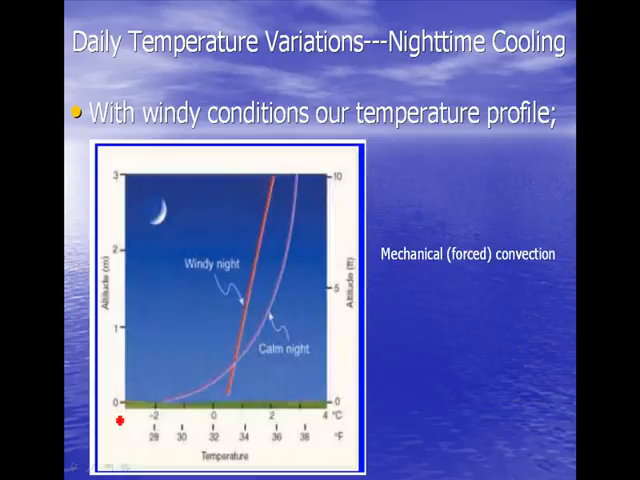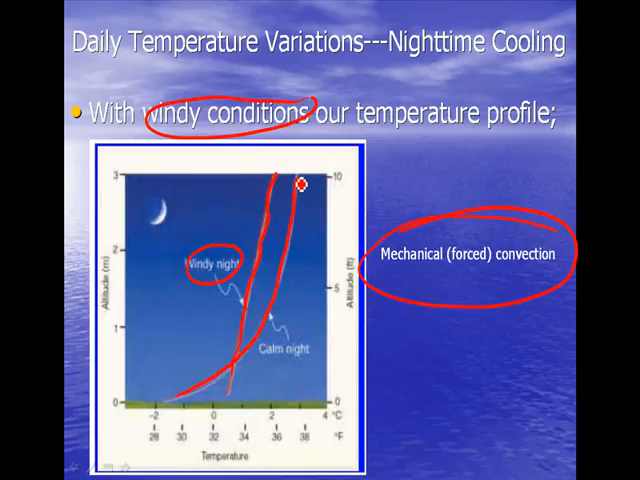Now, just like during the daytime, we can have some forced convection, the winds. This particular temperature profile occurs during a windy evening. Notice we still have temperature increasing with height, but it's more of a gradual slope compared to this particular change in temperature with height on a calm night.